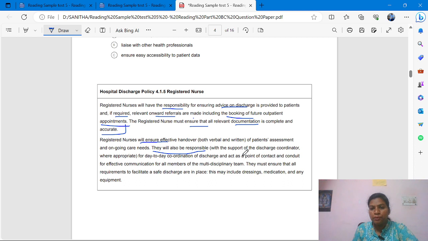They will also be responsible, with the support of the discharge coordinator where appropriate, for day-to-day coordination of discharge and act as a point of contact and conduit for effective communication for all members of the multidisciplinary team. They must ensure that all requirements to facilitate a safe discharge are in place; this may include dressings, medication, and any equipment. So this is the part.